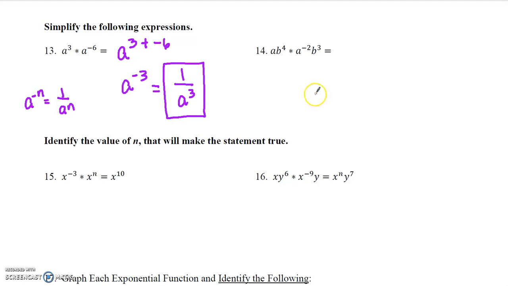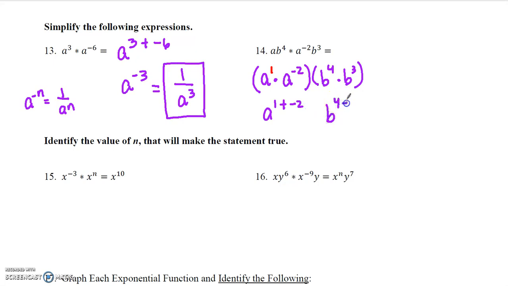Okay, let's go on. Over here, again, I'm multiplying and I have like bases, so I'm going to regroup. I'm going to have my a's together, so I have a times a to the negative 2. And then I'm going to have b to the 4th times b to the 3rd. And then we'll add. So remember, when I don't have an exponent, there's an understood 1 exponent there. And so I'm going to add those. So I'm going to have 1 plus negative 2. And my b's, I will have 4 plus 3.